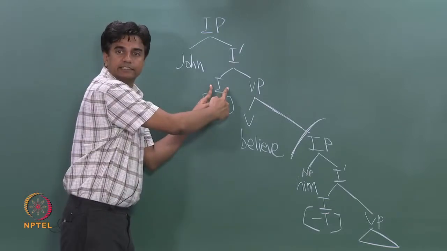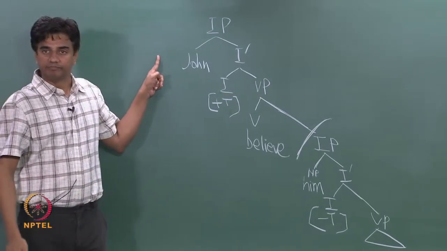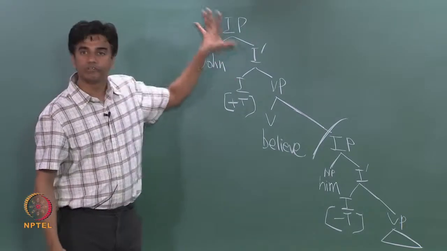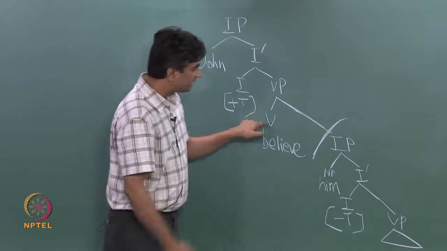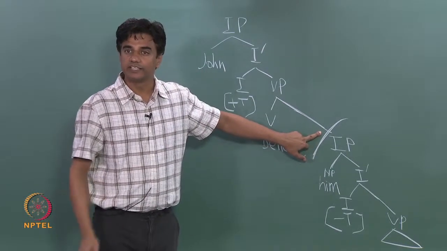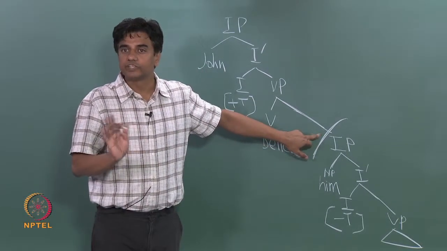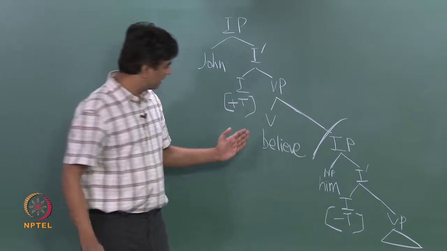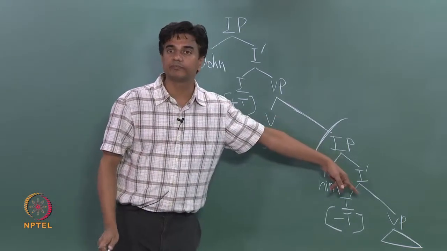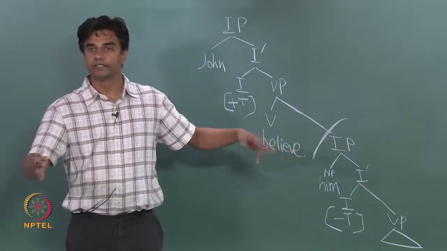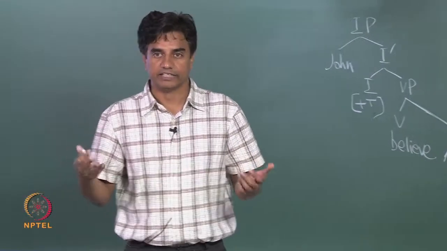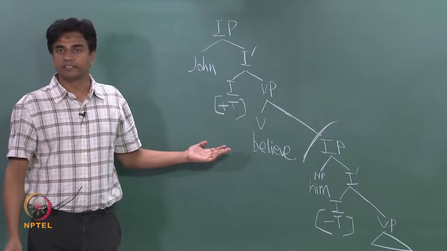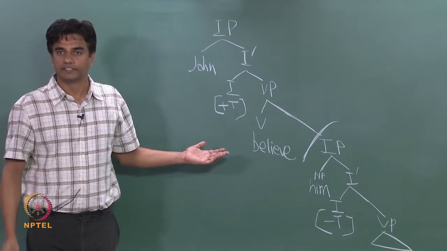When this head is governing this NP, it is still the story within IP, get it? When V is assigning a case to its complement, it is still within its own domain. But when we are letting a head intervene into another IP, that's a big cost for a theory. So these are the issues which X-bar theory has not been able to answer.